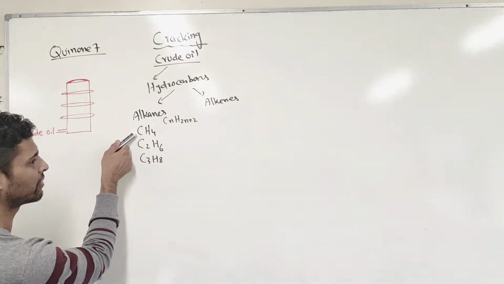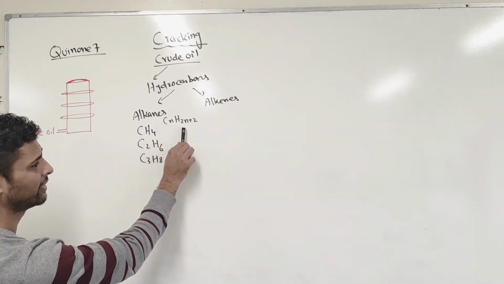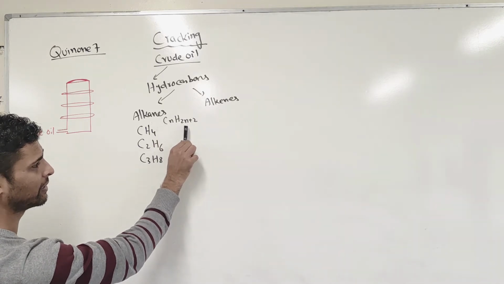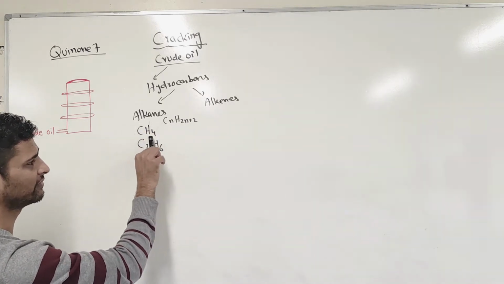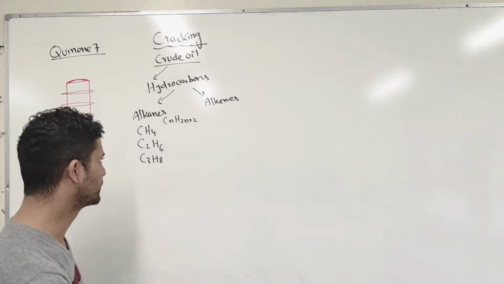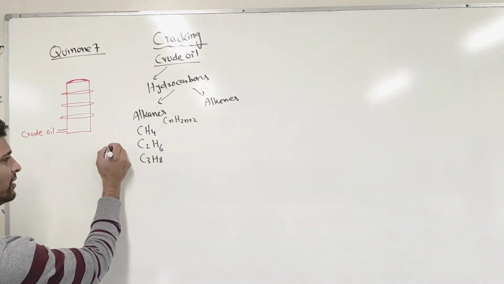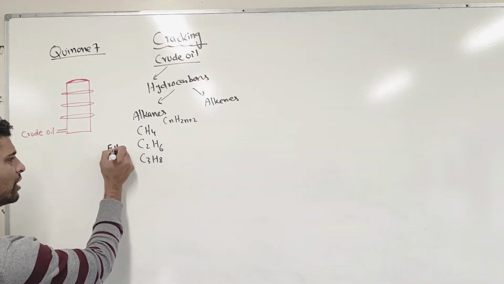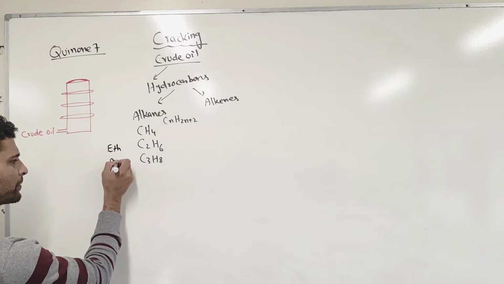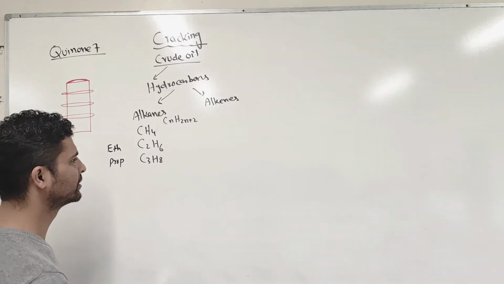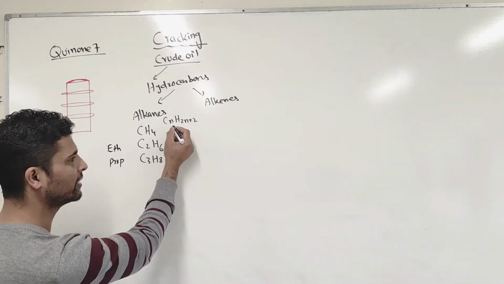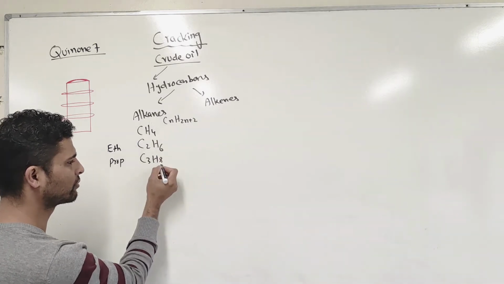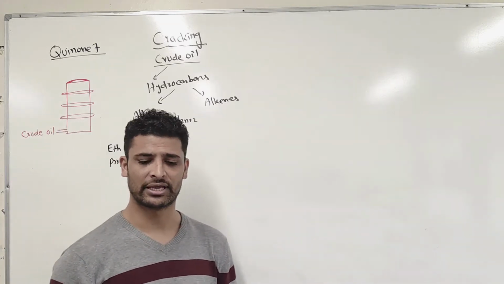Now n is the number of carbon atoms. Methane has one carbon atom, so you put one there and then you put one there as well. So the formula for methane will be CH4. And then we have ethane. Eth means 2 carbon atoms and prop means 3 carbon atoms. So if you put 3 here and 3 there, it will come as C3H8.